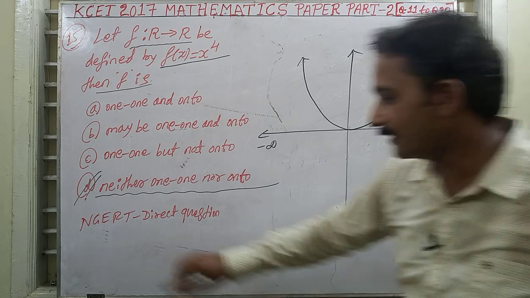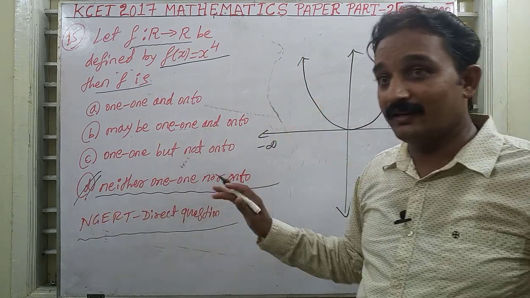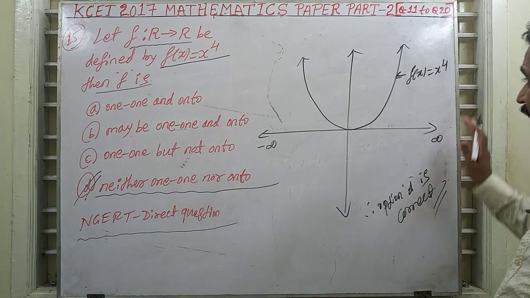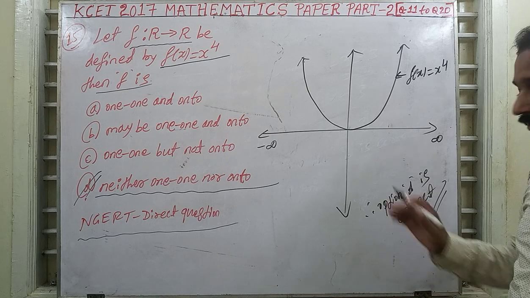So this is an NCERT direct question. All the students solve this question easily, but instead of the usual method I am solving this question by using a formula, the graph of this function. Okay, so take down.